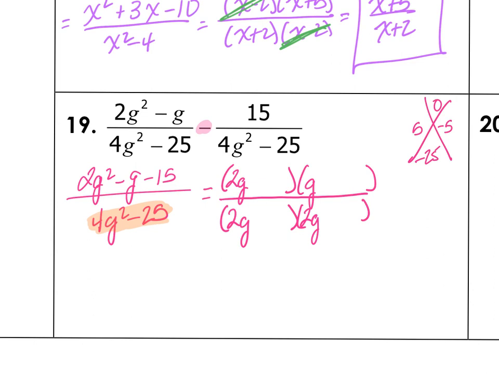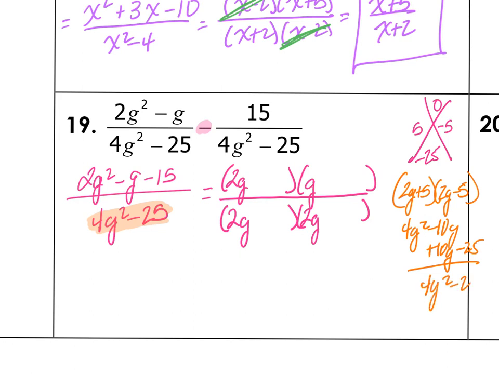How do we check? Well, we do 2g plus 5 times 2g minus 5. And we multiply it out, and I get 4g squared minus 10g plus 10g minus 25. And that gives me 4g squared minus 25. So I've got minus 5 and plus 5. Why I like factoring for sure is I can always check my answer by multiplying out what I've decided it factors to, to see if I've got what I started with.